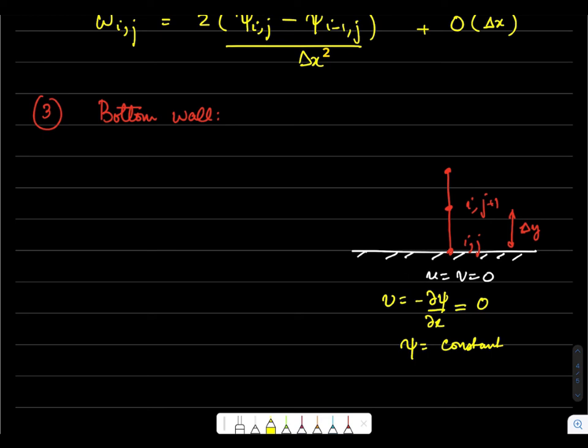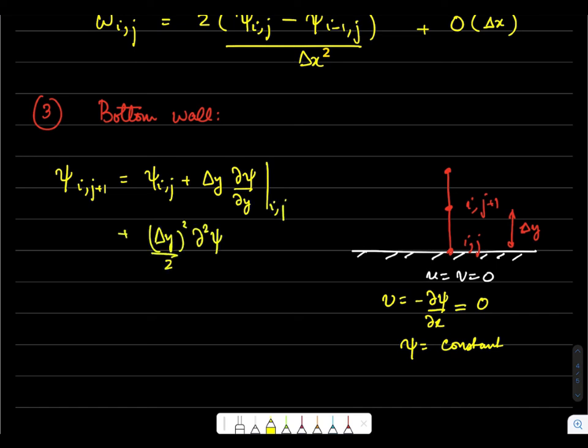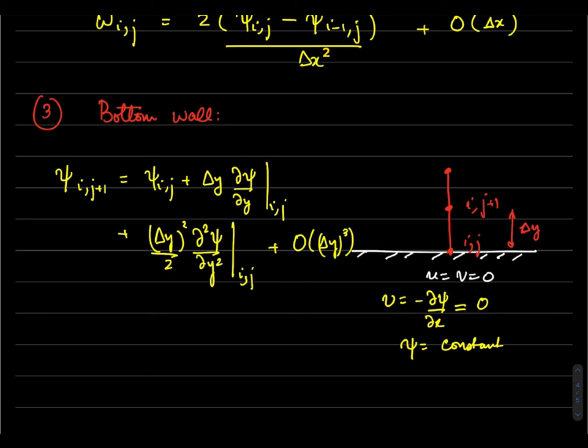So now we can write psi i,j+1 to be psi ij plus delta y d psi dy at ij plus delta y squared d2 psi dy squared at ij plus an order delta y cubed term. And now clearly this is 0.